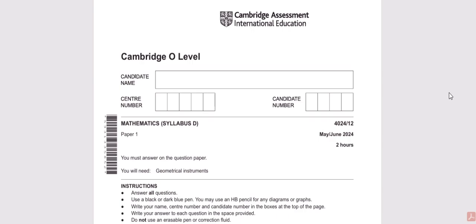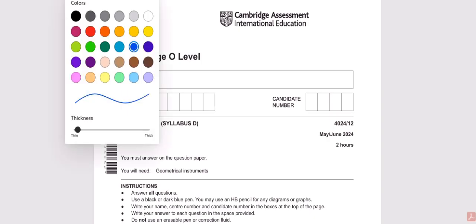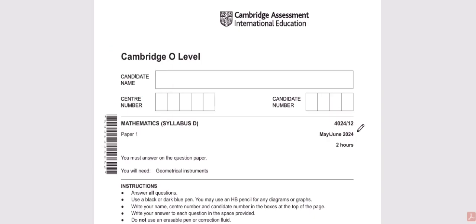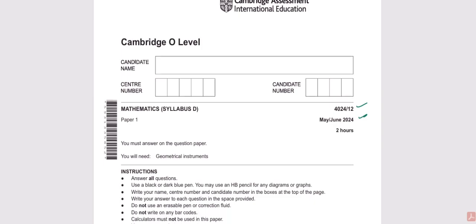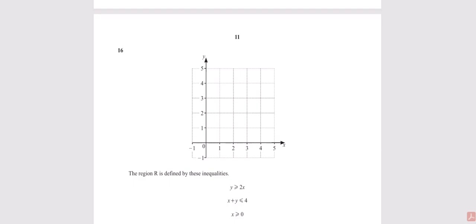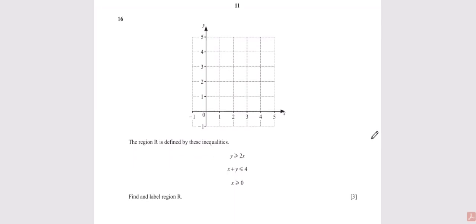In today's lecture, we will discuss a single question that is related to linear inequalities in two variables. I have a question paper of 2024. This is May-June session, and this is paper 1-2. In this paper, we will discuss question number 16.